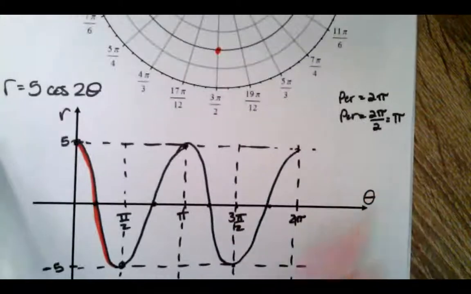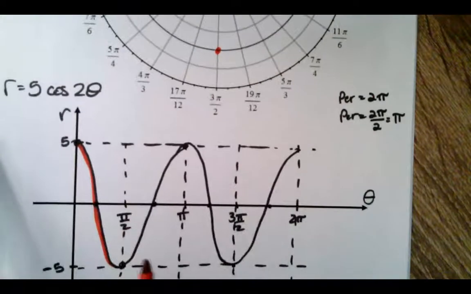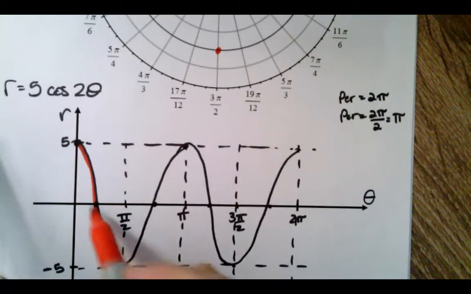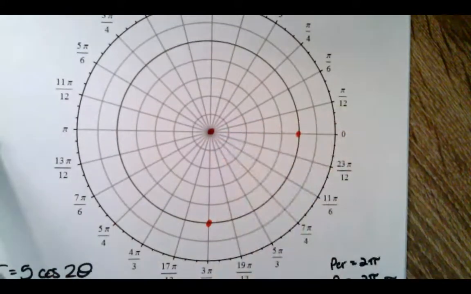I also notice an important point that right here in the middle is where this graph is touching 0, which means my polar graph is going to go through the pole. That, of course, is going to happen at pi/4. I'm going to go through the pole.